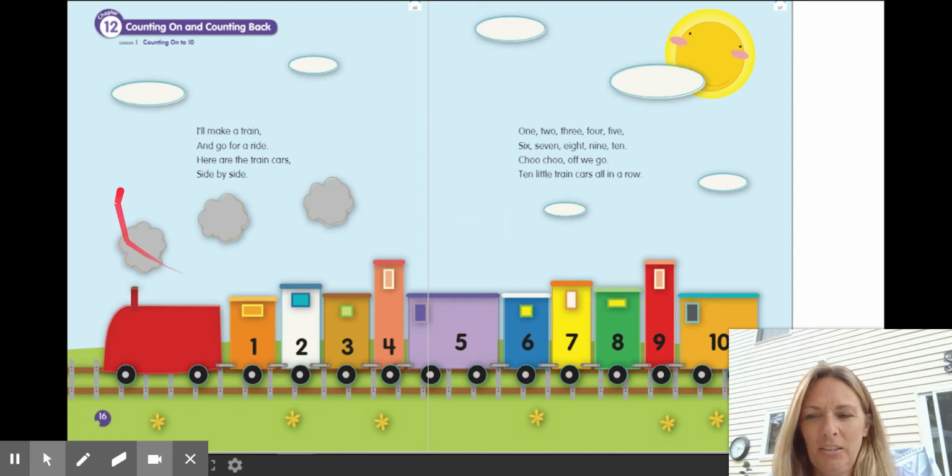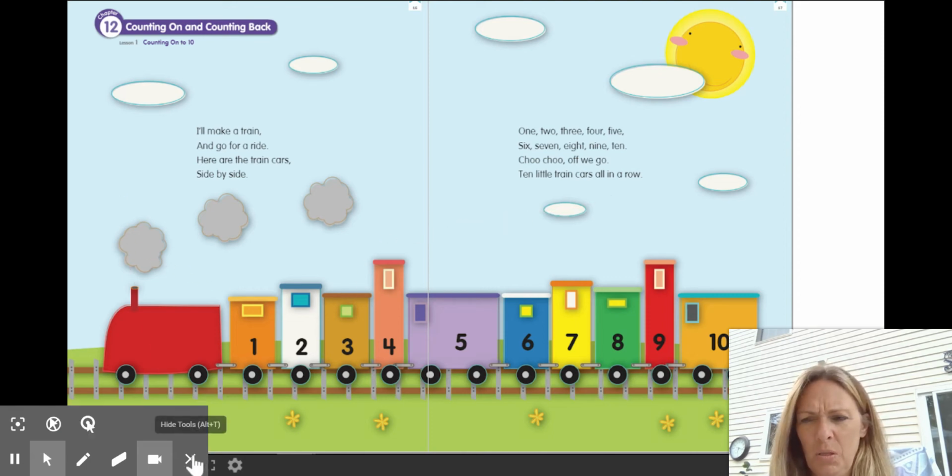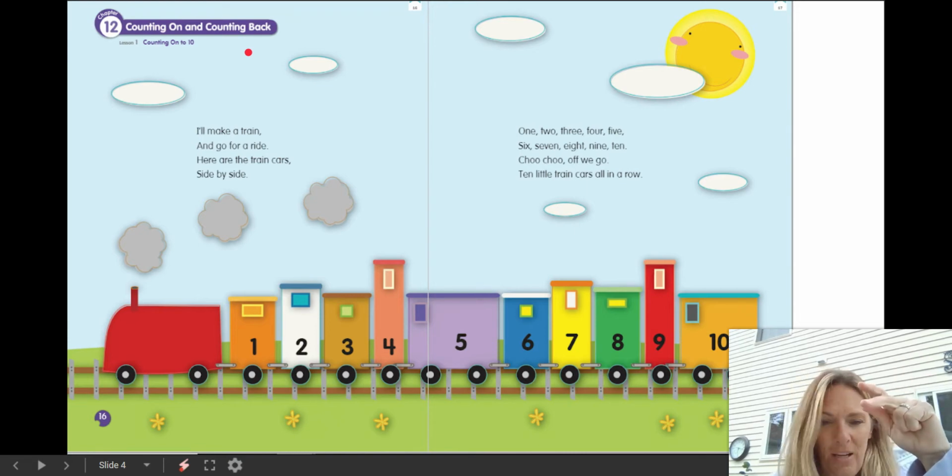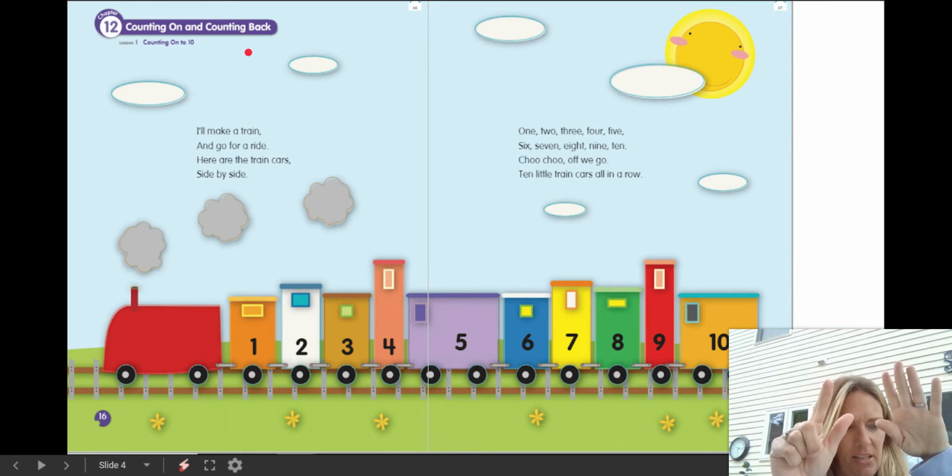Hello, my littles. Today our lesson is going to be about counting on and counting back. So before we start, I want to review how you can count with your fingers. So ready? Show me. One, two, three, four, five, six, seven, eight, nine, 10.